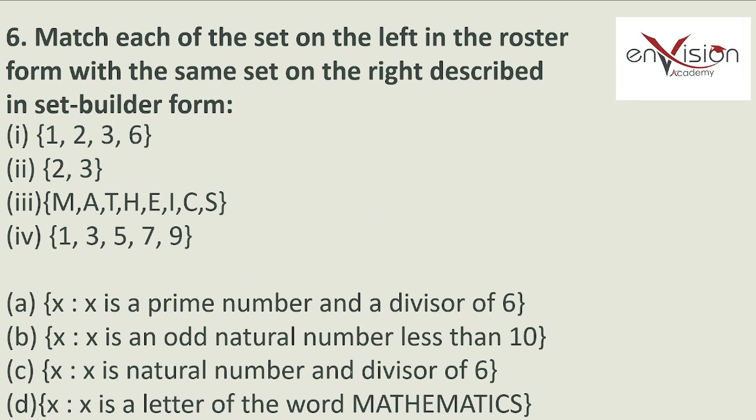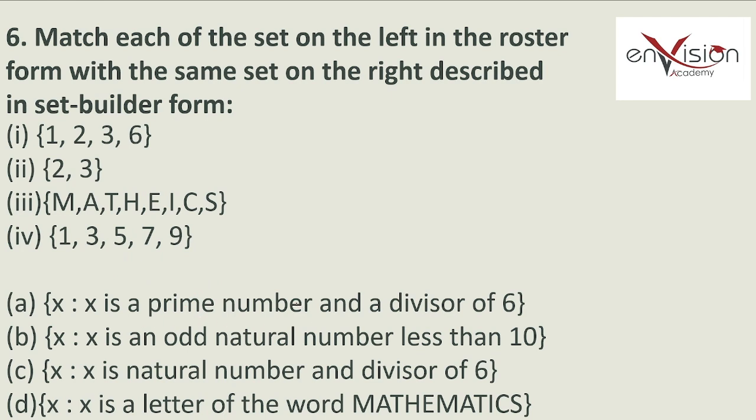Last one is our matching. You have to match each set on the left, which is in roster form, to its correct set builder form. 1, 2, 3, 6: what is this? Is this a prime number and a divisor of 6? Is this an odd natural number less than 10?